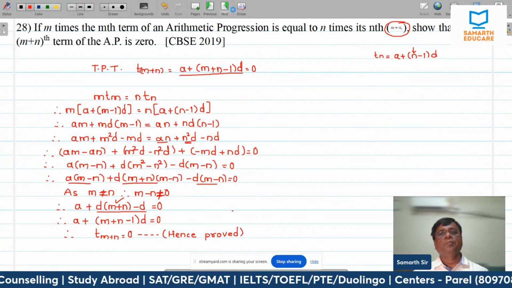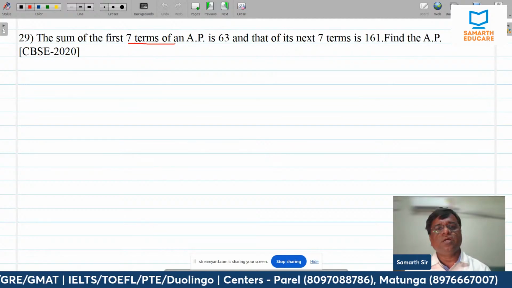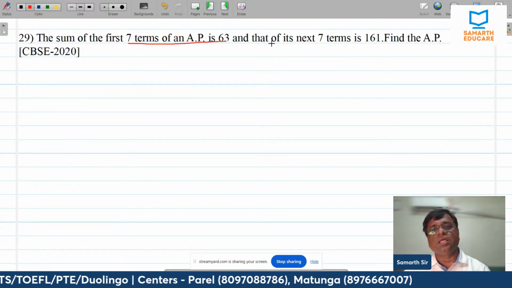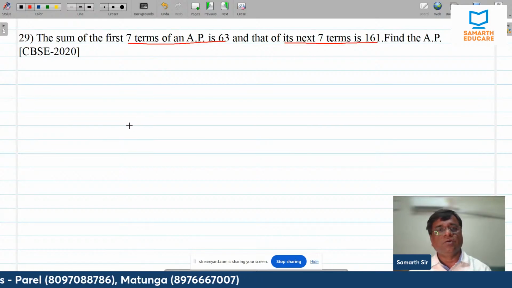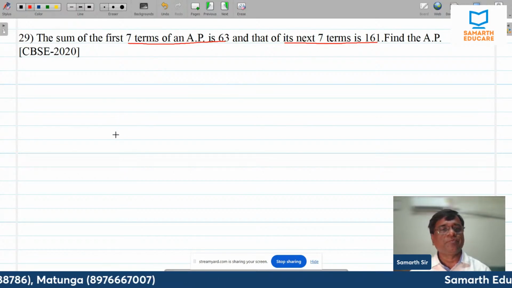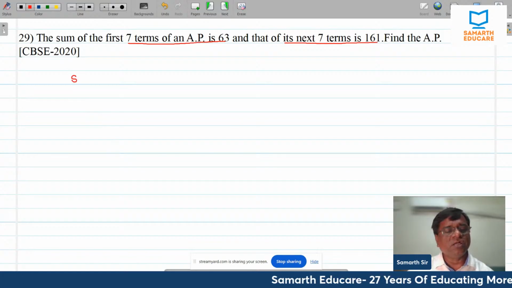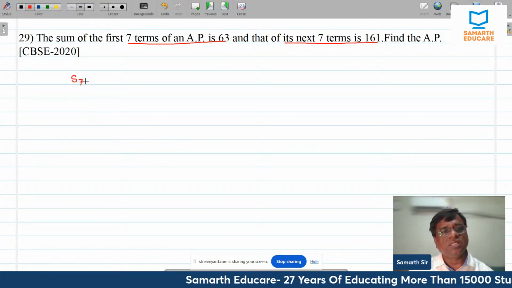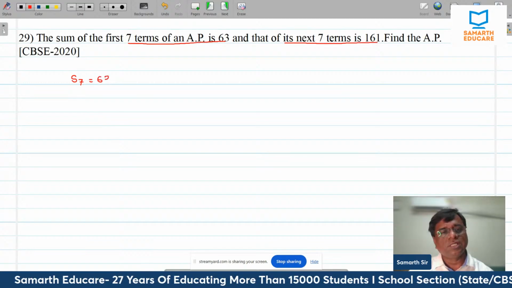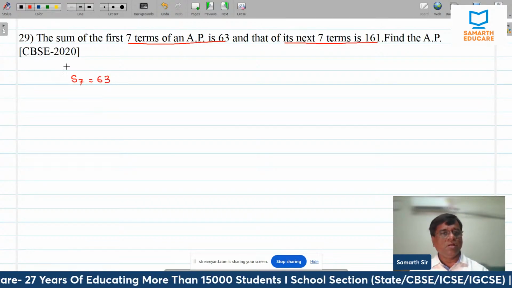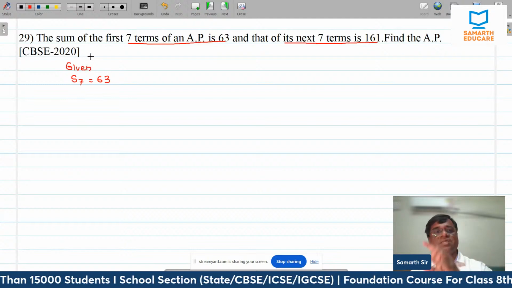All right, let's come to the next question. The sum of first 7 terms of an AP is 63, and that of its next 7 terms is 161. Find the AP. Be careful about this. So the sum of first 7 terms, that is S7, is equal to 63. This is given.